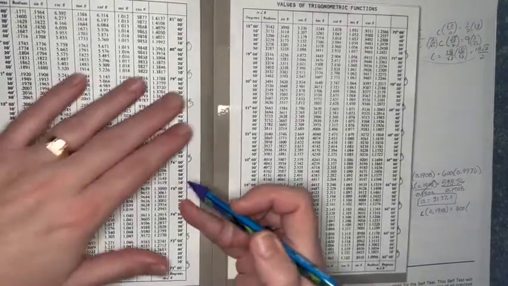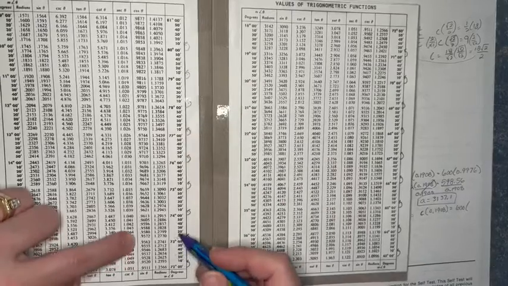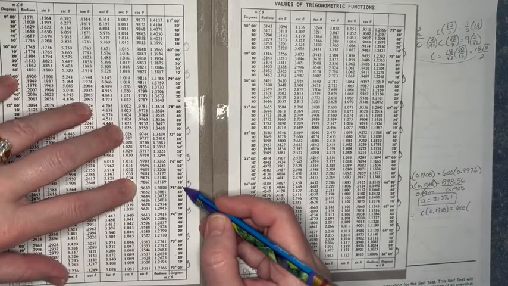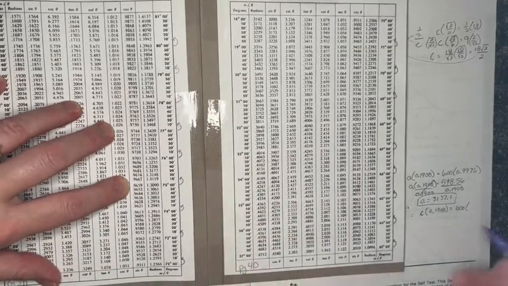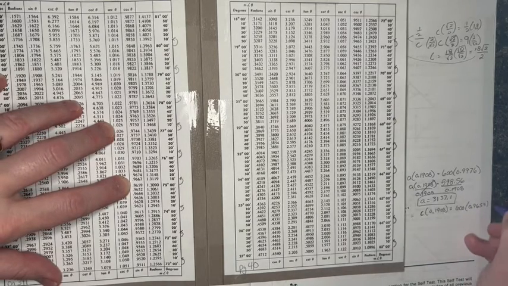I'm going to grab my book for this one. 75 degrees, I'm on the right-hand side, so I'm going to come up from the bottom. So it's 0.9659. Okay, so now let's do the math.